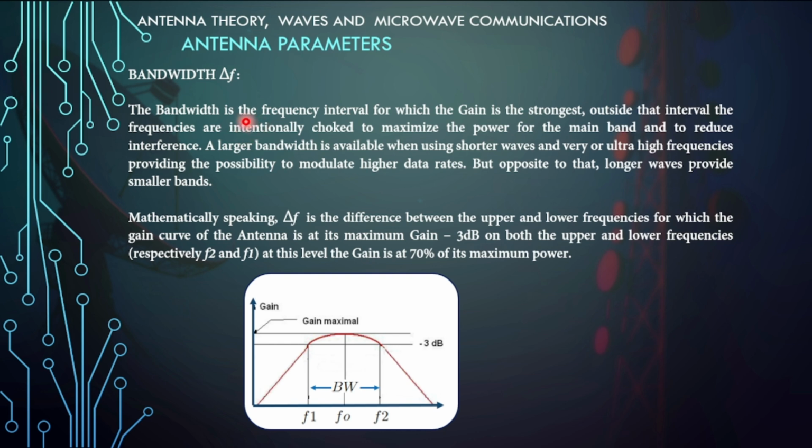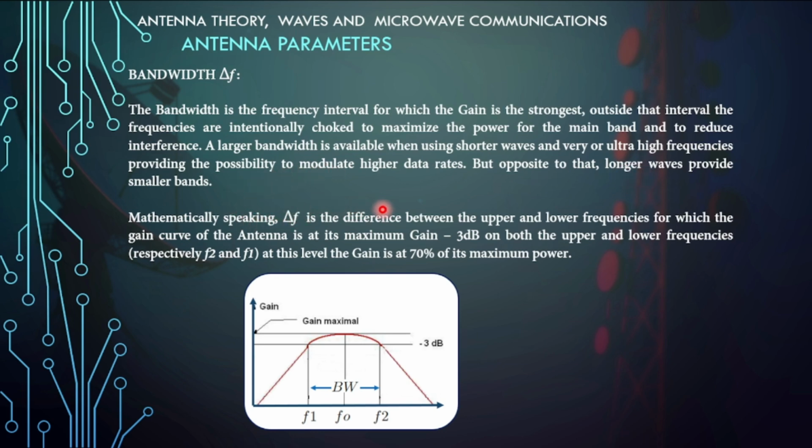Bandwidth, which is delta F. Now, another antenna parameter is the bandwidth, which is the frequency interval of operation for the signal, for the antenna, for which the gain is the strongest. Outside that interval, the frequencies are intentionally lowered. They are intentionally choked to maximize the power for the main band and to reduce interference against other operating antennas in the environment. A larger bandwidth is available when using shorter waves and very or ultra high frequencies, of course, providing the possibility to modulate higher data rates, as we mentioned before. But opposite to that, longer waves provide smaller bands.